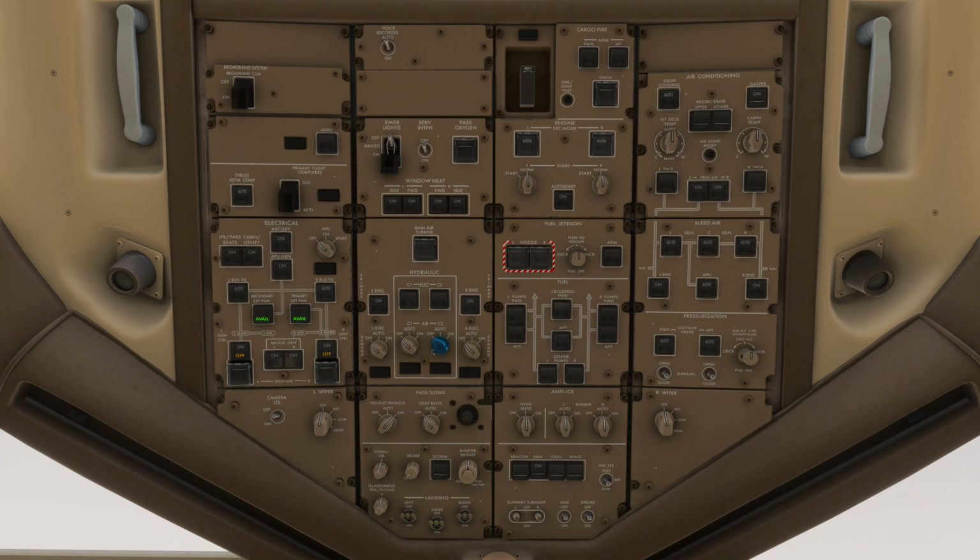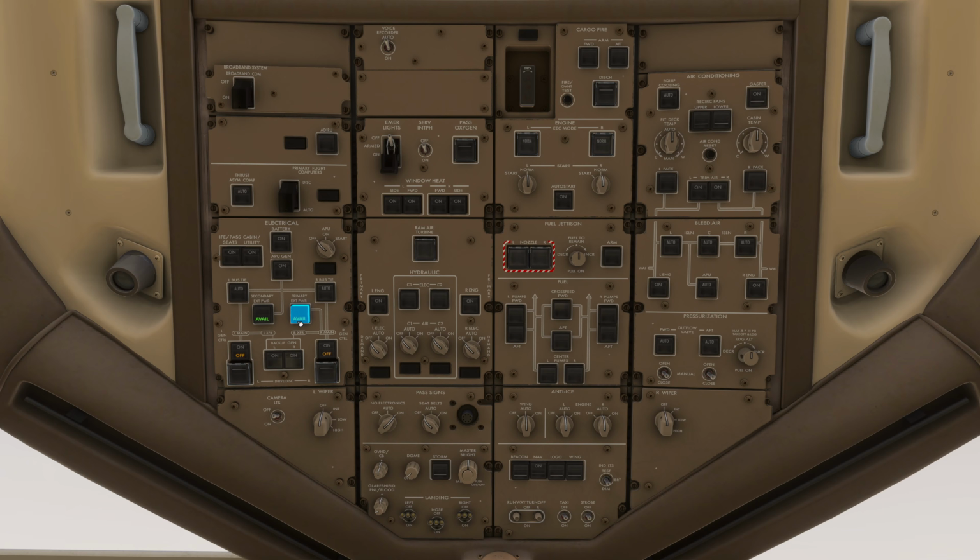Next step are the wiper selectors. This is the left wiper and this is the right wiper. You don't want to scratch your windshield. So if any of those two switches are in any other position, you may scratch your windshields once you apply electrical power.